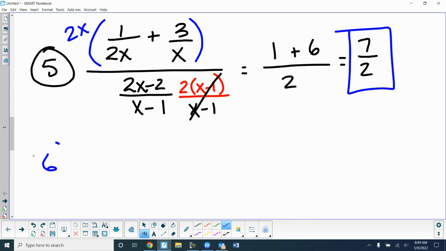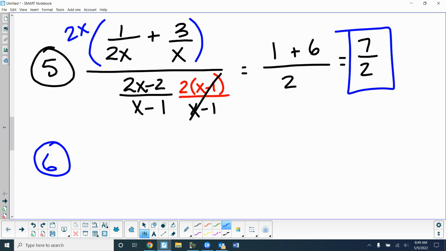All right. Number 6. So again, tomorrow if one of those reduces right away, I would reduce it like we did. Make it easier. If you multiplied everything by 2x and x minus 1, it'll still work. Just more work. That's all. So I'm not sure what tomorrow's look like. All right.